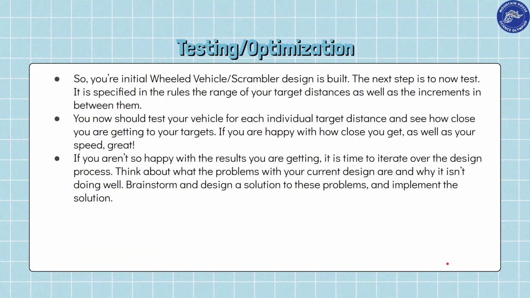Testing and optimization. So your initial wheeled vehicle or Scrambler design is built. The next step is to now test. It is specified in the rules the range of your target distances as well as the increments in between them. So you should now test your vehicle for each individual target distance and see how close you're getting to your targets. If you are happy with how close you get as well as your speed, then that's great. If you aren't so happy with the results you're getting, it's time to iterate over the design process. Think about what the problems with your current design are and why it isn't doing well. Brainstorm and design a solution to these problems and then implement the solution.